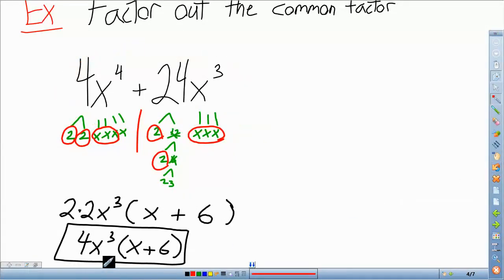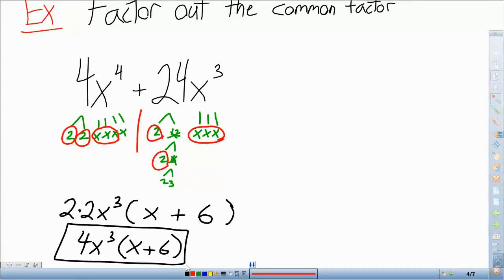So let's just ask that question in our head. Is a 4x cubed times x a 4x to the power of 4? Yeah, so that works. Is a 4x cubed times 6 a 24x cubed? Yeah, it is. So I know this is factored correctly. All right, cool. So let's try one more of these.